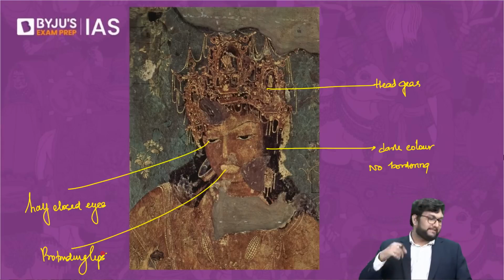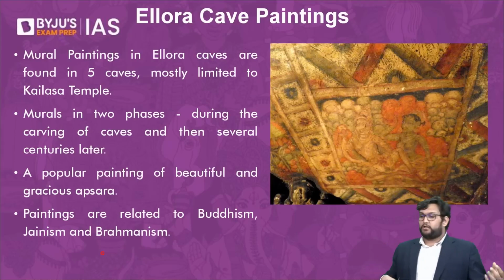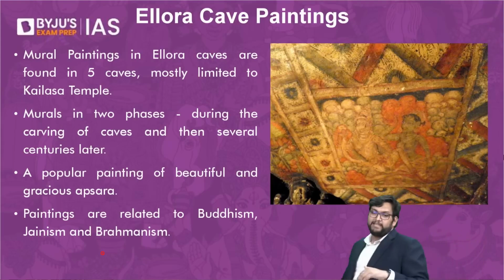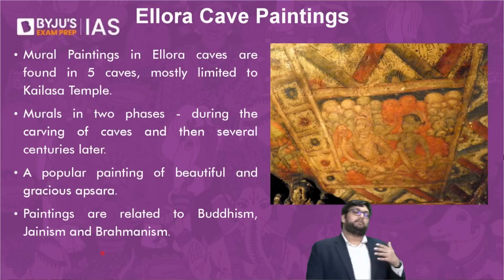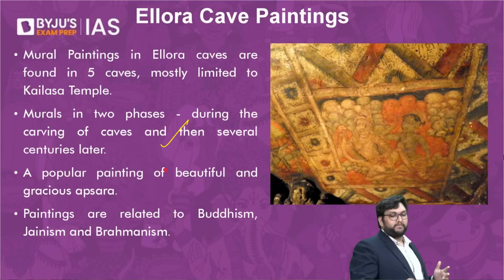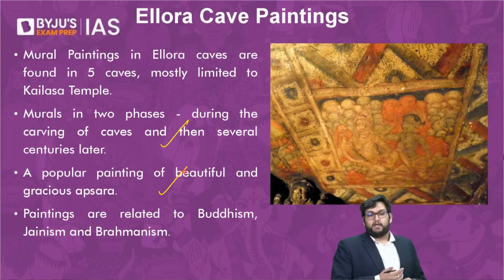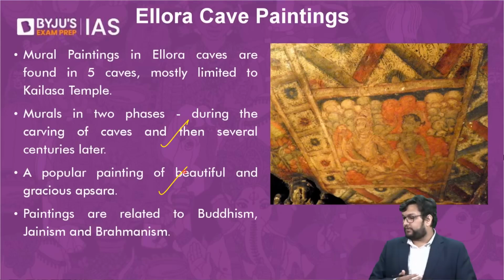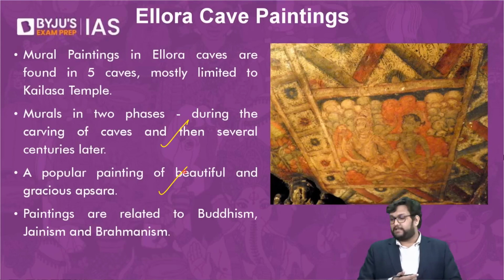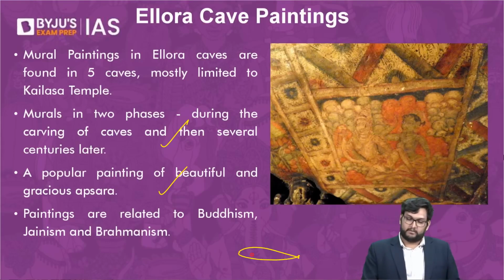If you go one step further to Ellora, same place, and now we have all the different religions together, we see the same type of ideas. Fish eyes are different, half closed are different. Fish eyes are this. The eyes are fully open. Half closed means this.